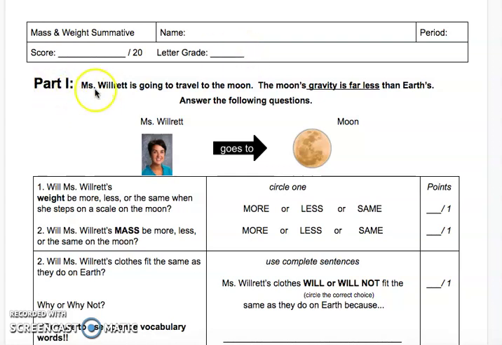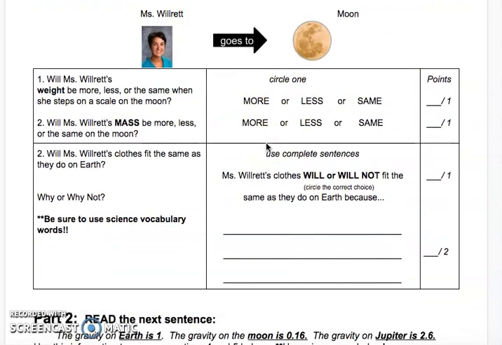So part 1, it says Miss Wilrit is going to travel to the moon. The moon's gravity is far less than Earth's. Answer the following questions. So here's an image of Miss Wilrit, our principal. She is going to the moon, which we said has far less gravity.